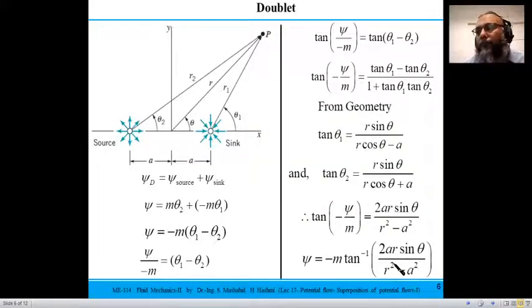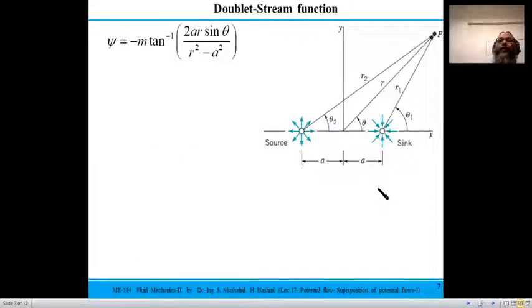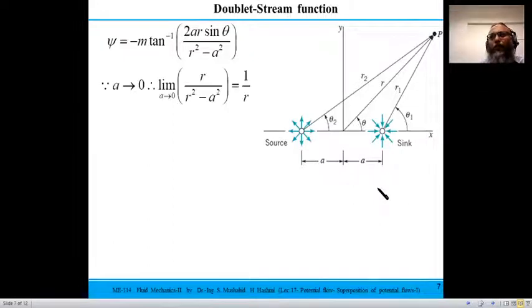Okay, if you are interested in the corresponding stream function, psi would be minus m times tangent inverse of this thing. That would allow us to work out the expression for the stream function for this resulting pattern, which we have given the name doublet. So here psi would be minus m times tangent inverse of the term in the bracket.